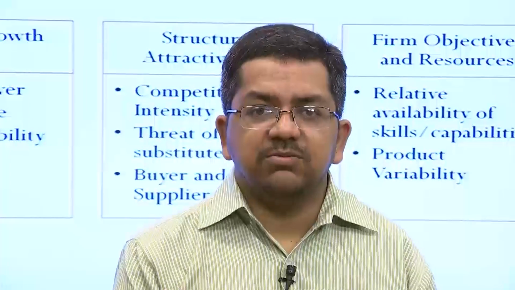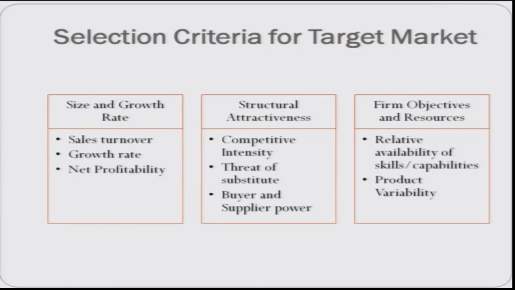So, the size has to be looked at with other criteria. Then structural attractiveness, like what is the competitive intensity, what is the threat of substitutes, and buyer and seller side negotiation power. These could be the important structural characteristics that need to be looked into while you are evaluating the different segments. Then the third set of criteria, I would say, would include the firm's objectives and the resources.